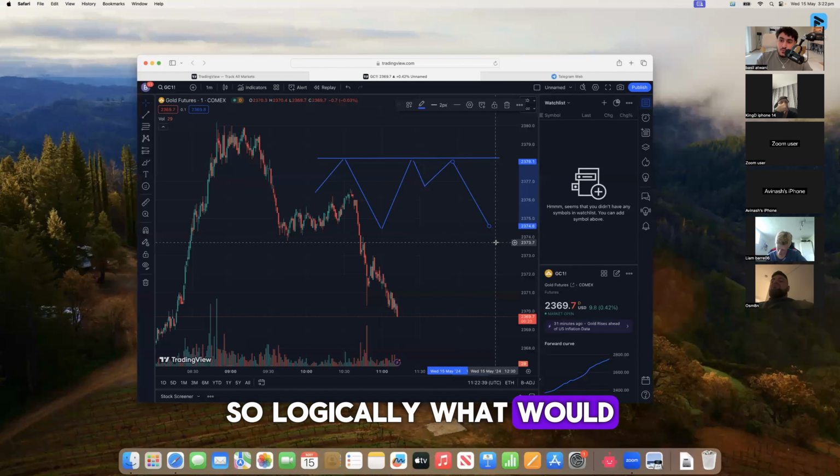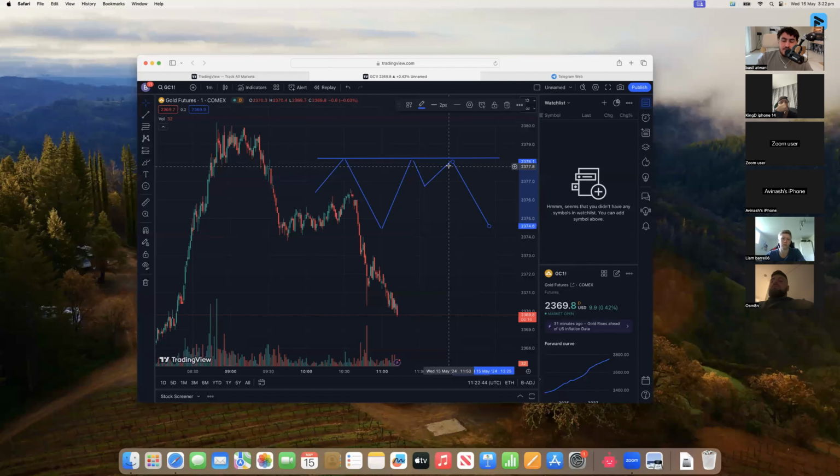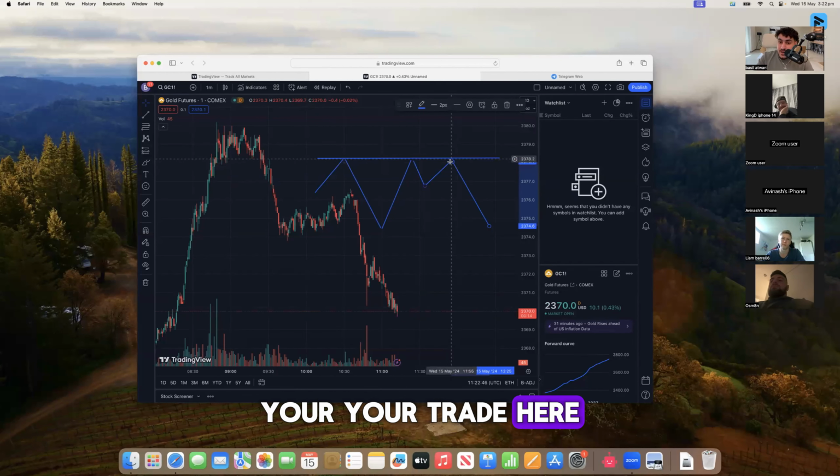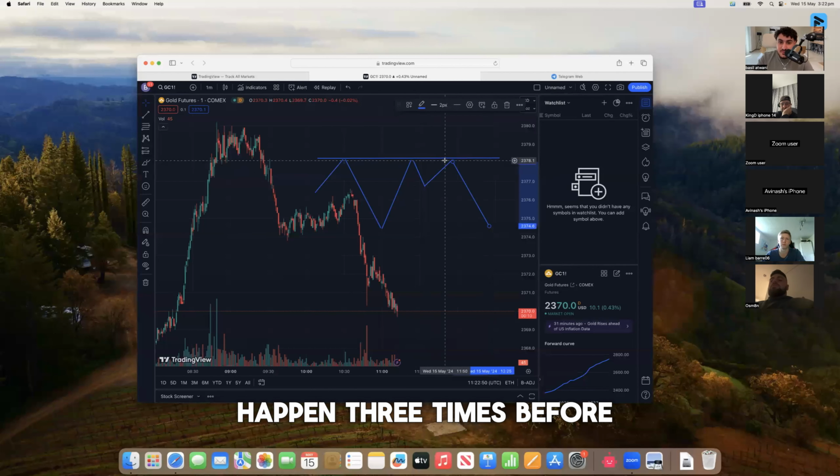So logically, what would be your trade here? It would be you guessing that the market's going to go down, because we've seen it happen 3 times before, and this is the resistance point.